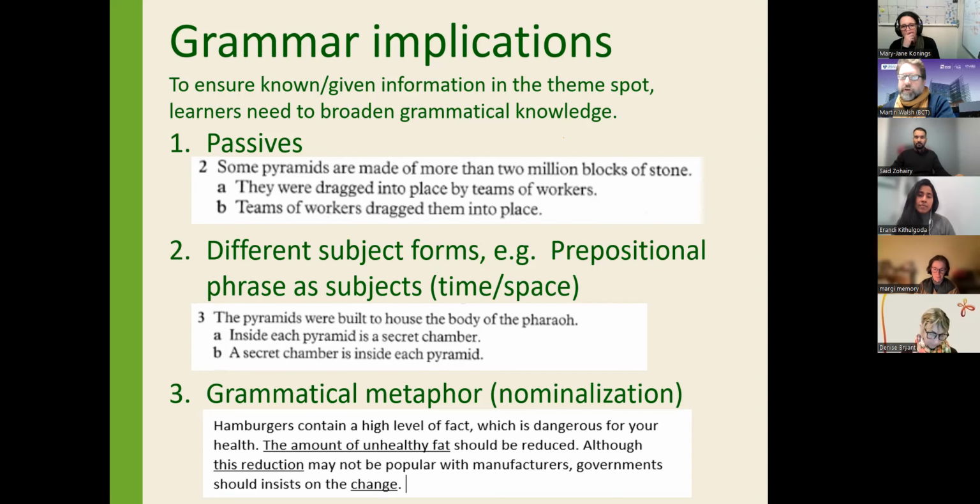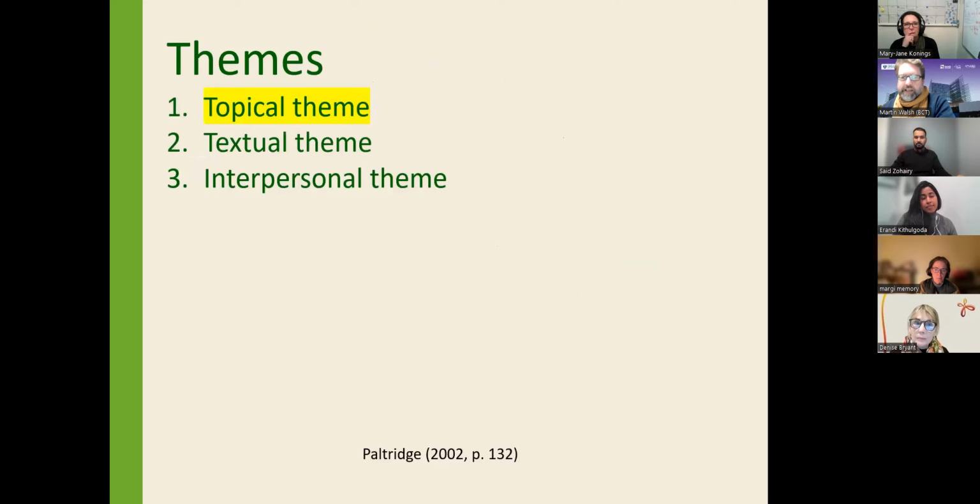So just a couple of other aspects of theme and rheme. There are different types of theme. The most important, I think, is the topical theme, which is the idea that you're talking about, the flow of ideas. So putting an idea that is already known in the theme position. But anything before the rheme, sometimes you might put in other things to help guide the reader or to help respond to the reader.